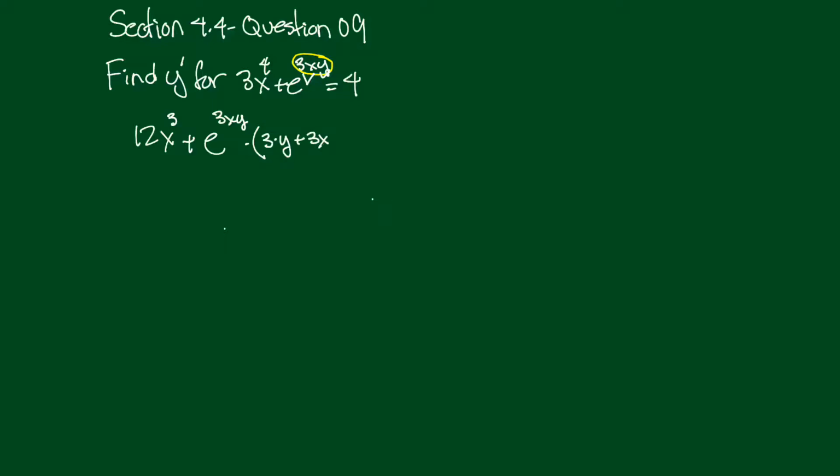Now, this is implicit differentiation, right? So you get y prime. So I've got the function itself times the derivative of the exponent. The exponent being a product, so I have the derivative of the first times the second, plus the first times the derivative of the second. And this is equal to, now the derivative of the 4, that's a constant, that's just 0.